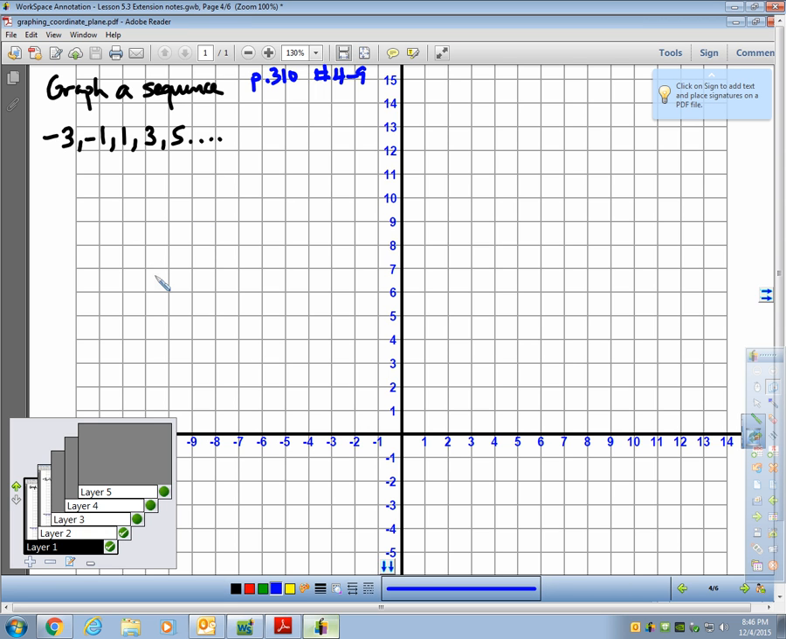I'm going to make up a sequence so we don't just do one of the problems in the book, because we didn't have a lot of book questions. Here's the sequence I'm going to make up: -3, -1, 1, 3, 5. It's an arithmetic sequence. Can you see how the common difference is always 2?